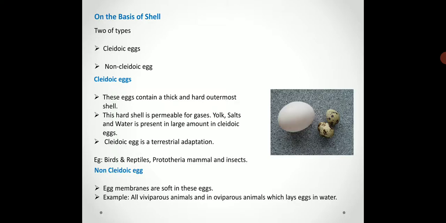Cleidoic eggs have been adapted for a terrestrial mode of life. Examples: birds and reptiles, protopterian mammals and also insects lay cleidoic eggs. Whereas in non-cleidoic eggs, the egg membranes or envelopes are soft. Examples: all viviparous animals, and oviparous animals that lay eggs in water. So this is the difference between cleidoic and non-cleidoic eggs.